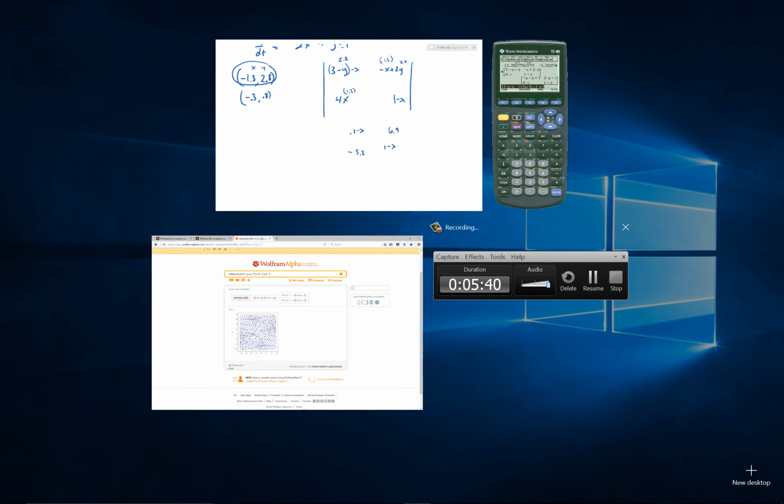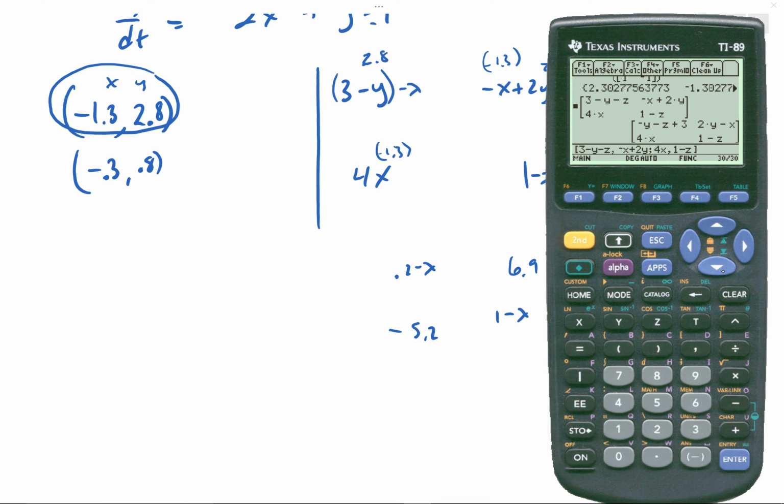Okay. The calculator doesn't need that, okay? So I kind of got a little ahead of myself. I don't want to put the z's in there because those were my lambdas, okay? I don't want to put them in there. Boom. So what I'm going to do is just go such that x equals negative 1.3. And then I'm going to clear that, grab this guy, and go such that y equals 2.8.